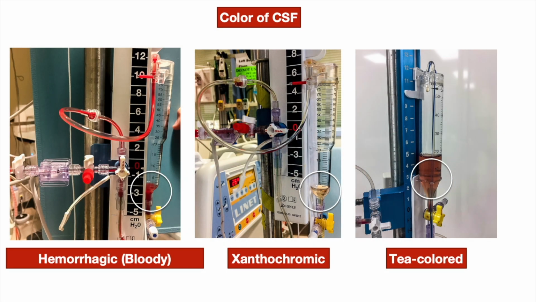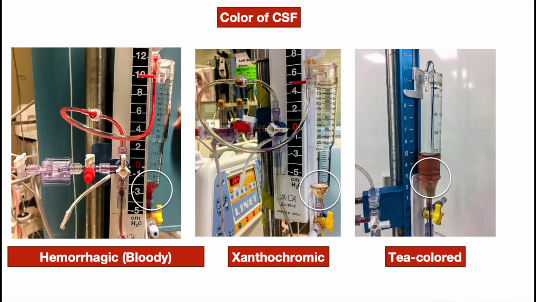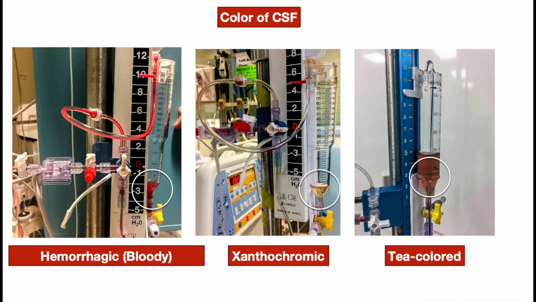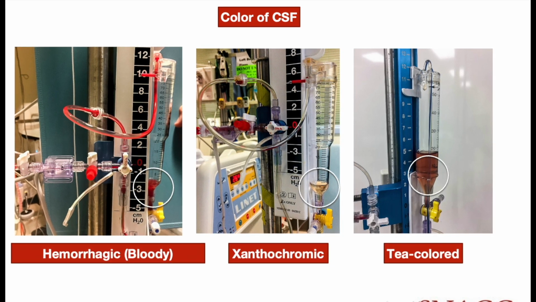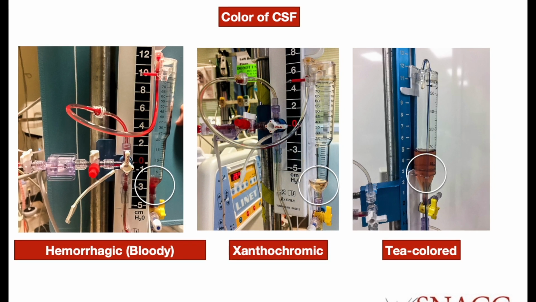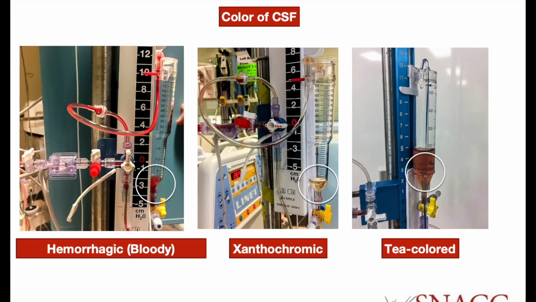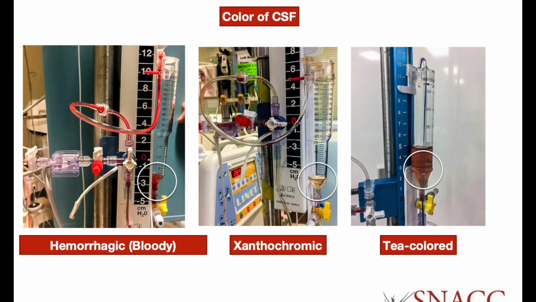It is very important to note the color and consistency of spinal fluid within the collecting system prior to transporting a patient off of the ICU. Normally, cerebrospinal fluid is straw-colored and transparent, but oftentimes the fluid in the collecting system is bloody, tea-colored, or xanthochromic given the indications for EVD placement.